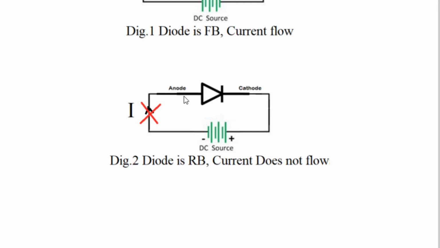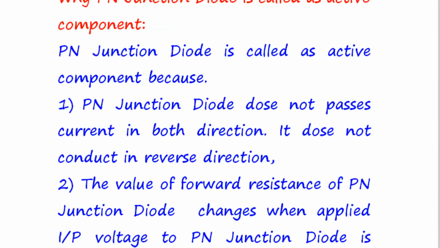And see here, when you connect the anode of the diode to the negative of the battery, and the cathode of the diode to the positive of the battery, current will not flow. And that is the beauty of the PN junction diode. When the battery is reversed, the diode does not conduct, and therefore it is an active component.